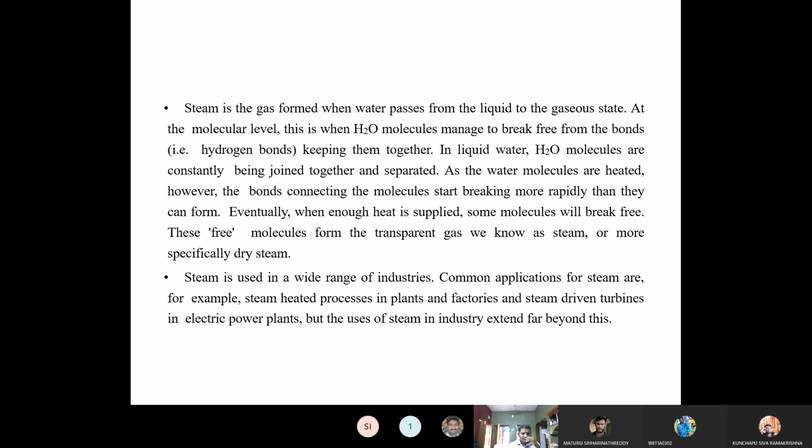Steam is used in a wide range of industries. Common applications for steam are, for example, steam heated processing plants and factories, and steam driven turbines in electric power plants. But these uses of steam in industry extend far beyond this. Okay, the main aim of the steam is to produce the electricity. Okay, come to the next class, next slide.